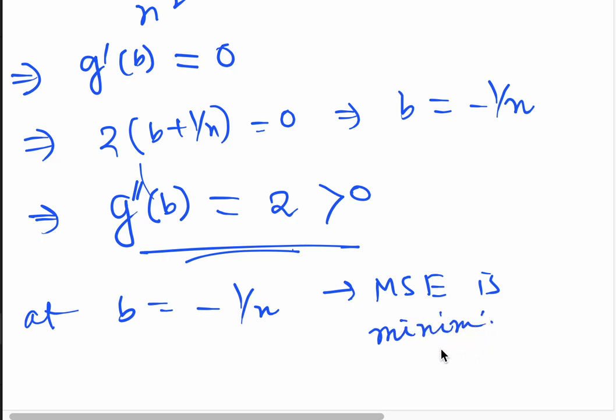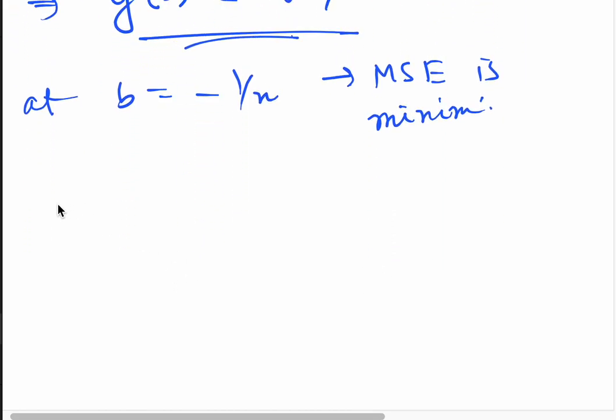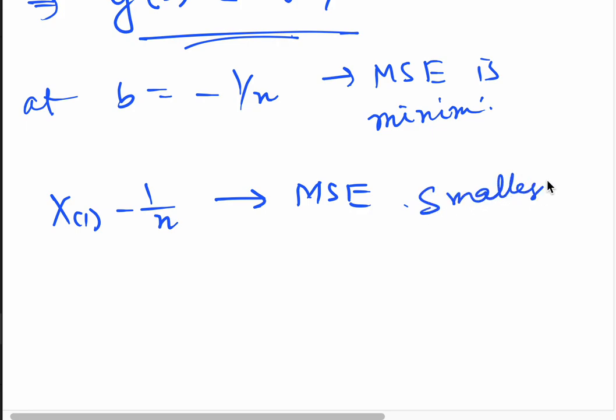That means X1 − 1/n is in the smallest mean square error class. So that's it, that's question number 5. Now let's move toward question number 6.